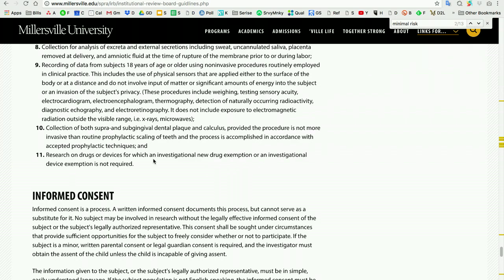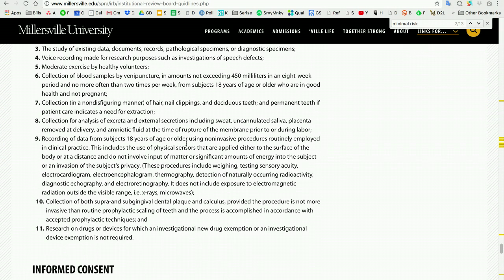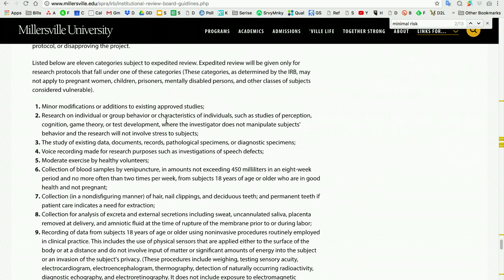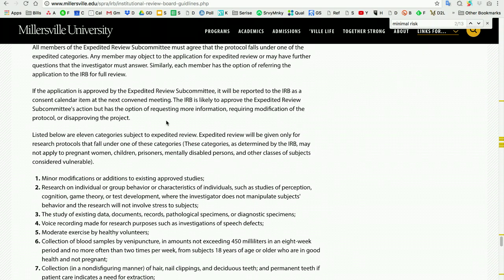A full IRB review, which it doesn't describe here on this page, would be where participants are at more than minimal risk of harm. So for example, if we're asking participants about depression or suicide risk, that may pose more than minimal risk. So that would be a full IRB review.